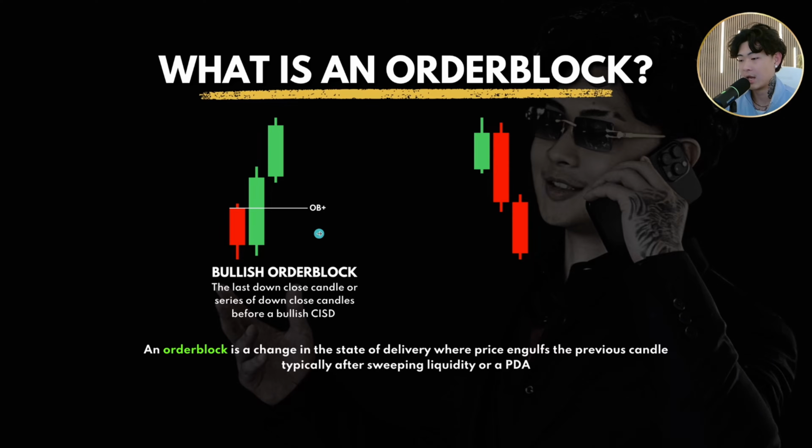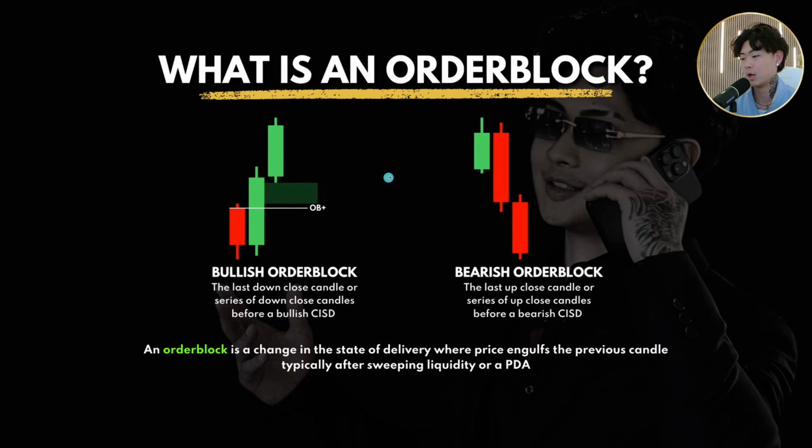So, in a bullish order block, you want to see price sweep a liquidity level, give a change in the state of delivery. The candle it leaves behind on the downside is the order block, and it's a bonus if it leaves a fair value gap. That just makes it even more high probability.